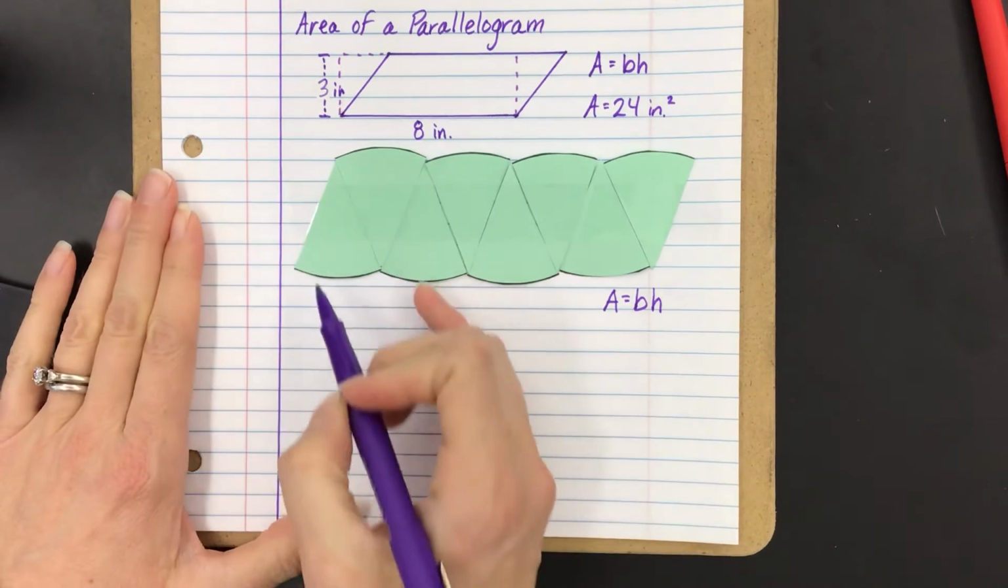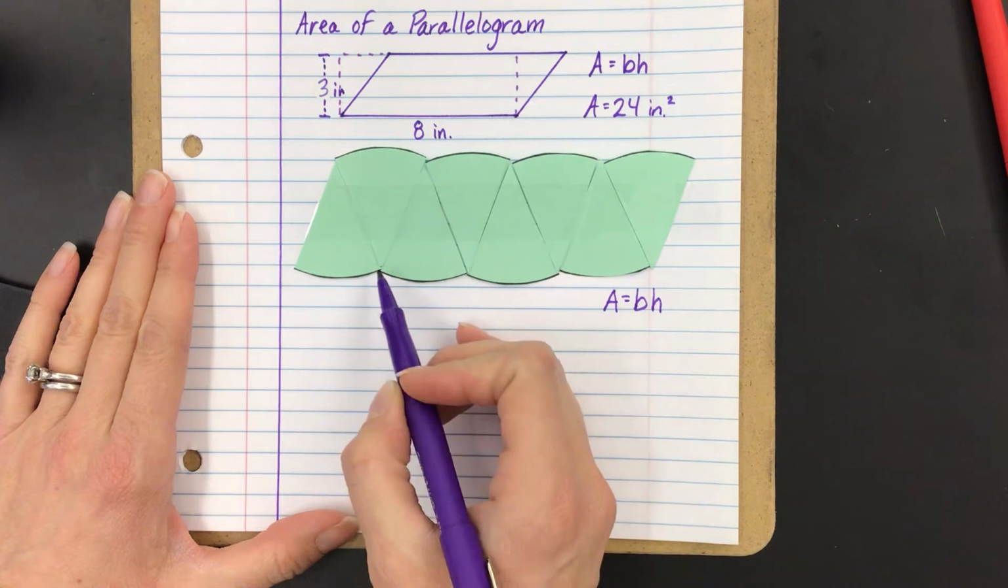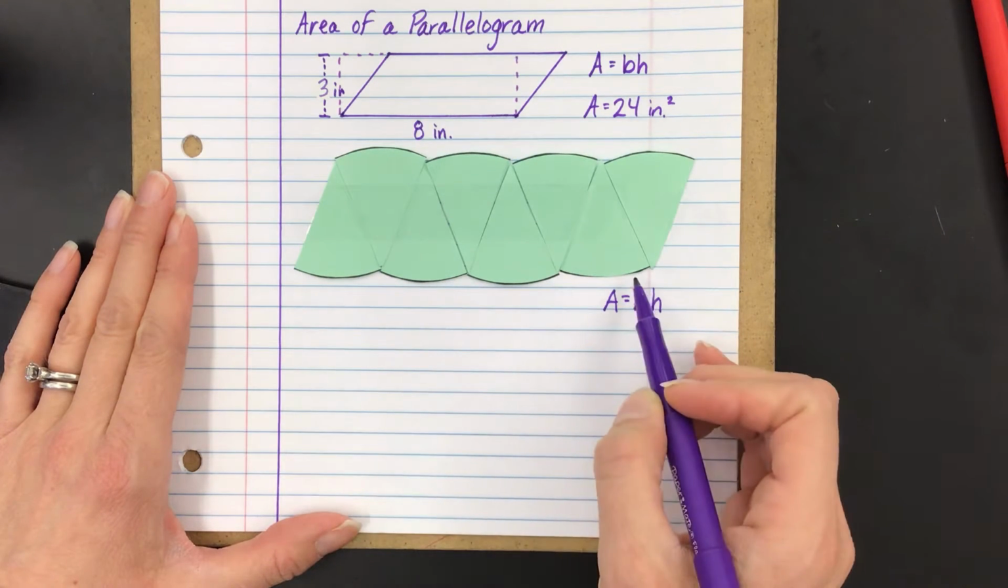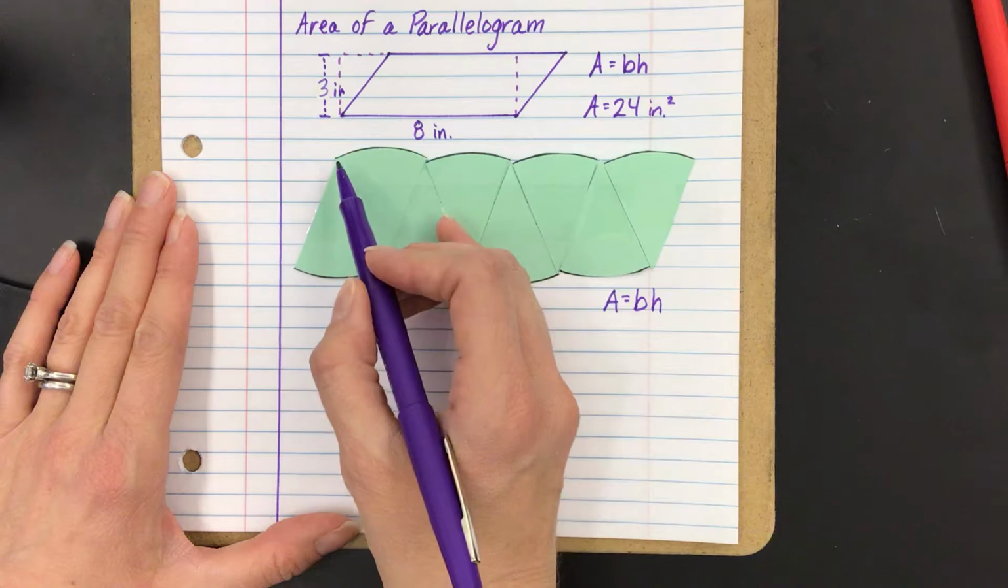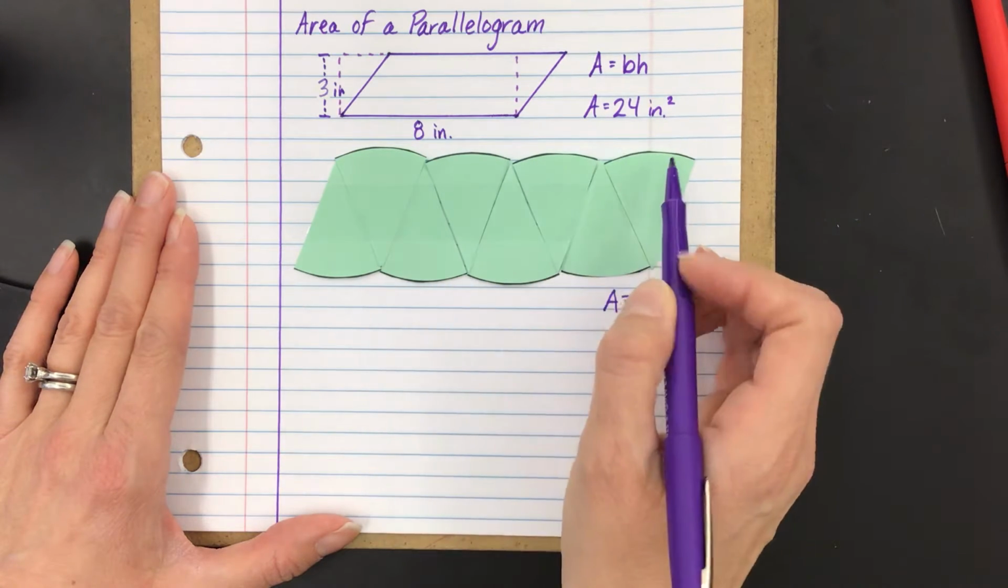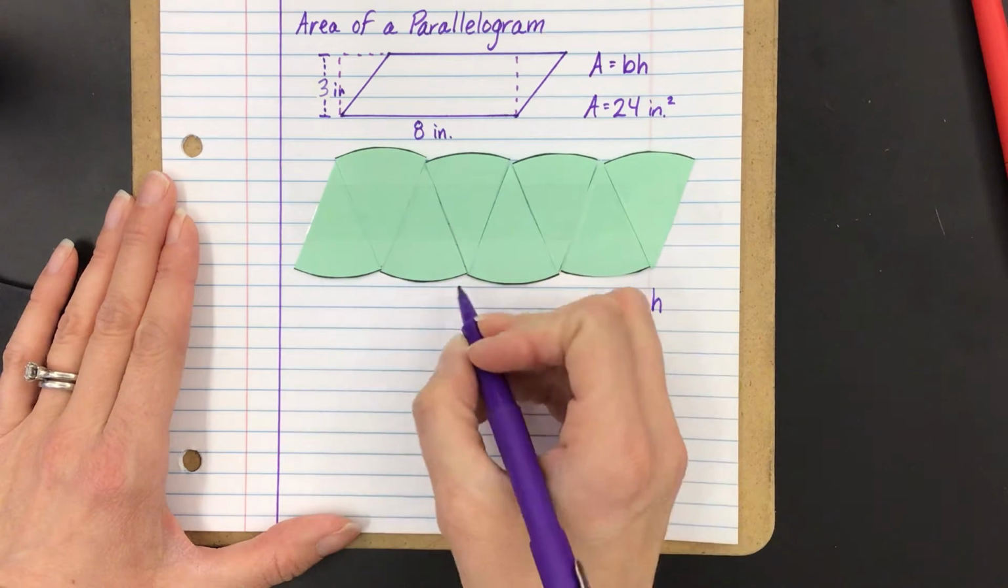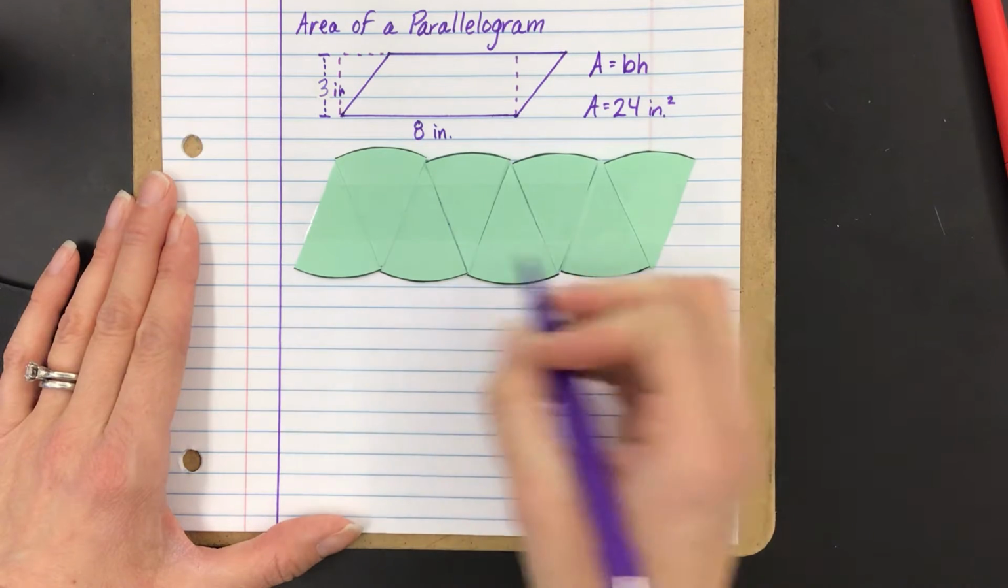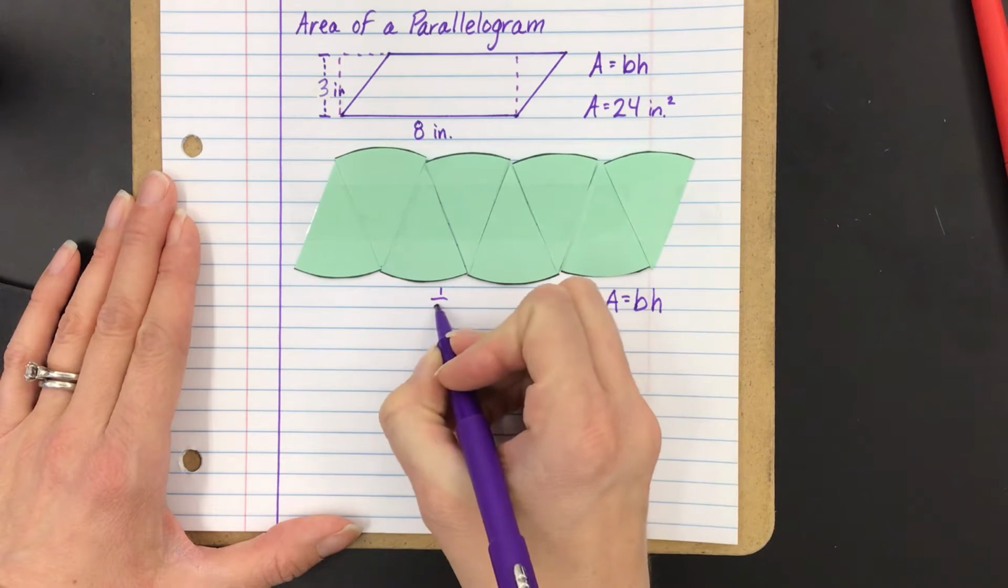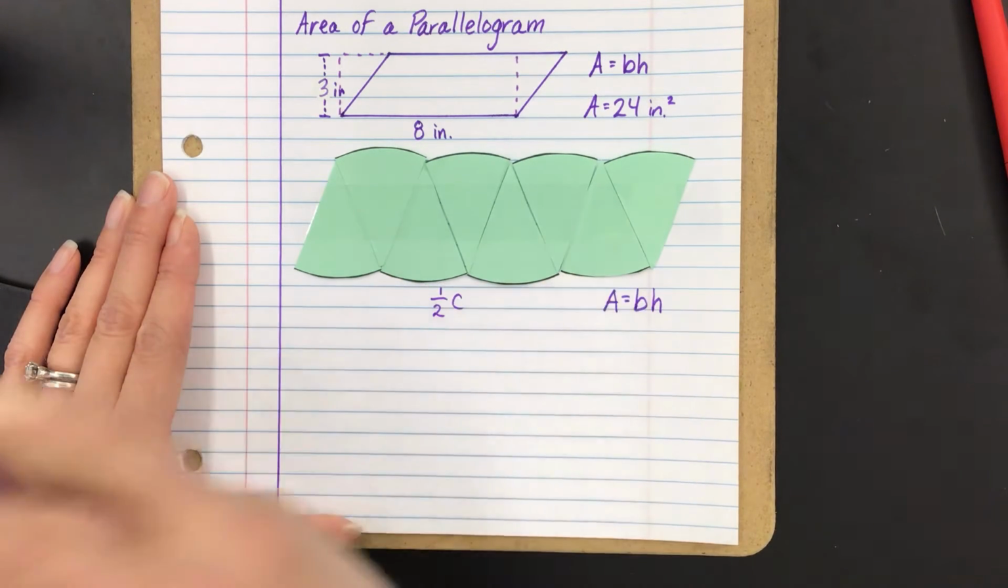Now, if you look at this, we have half the circumference down here and half the circumference up here. So that means this base length is going to be 1/2 of the circumference of a circle.